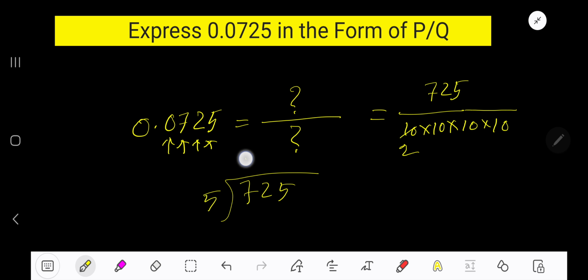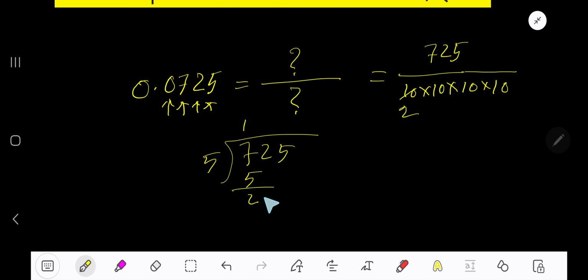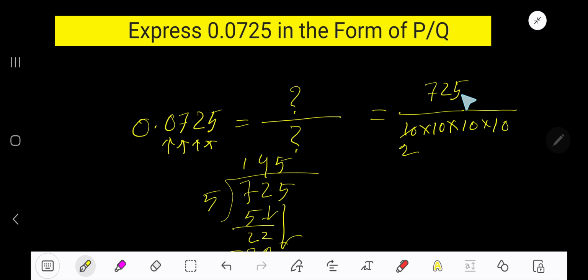5 goes into 7 one time, 5. Subtract, you are getting 2. Bring down the next digit. 5 goes into 22, 4 times, 5 4s are 20. Subtract, 2, bring down another. 5 goes into 25 again 5 times. So 145.